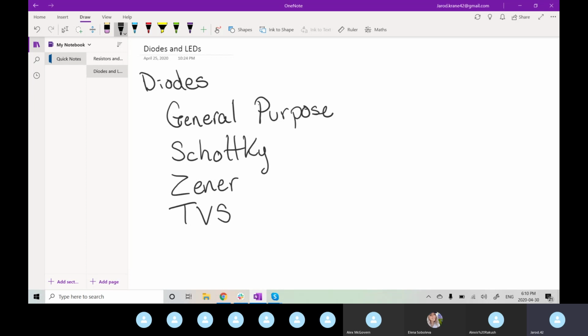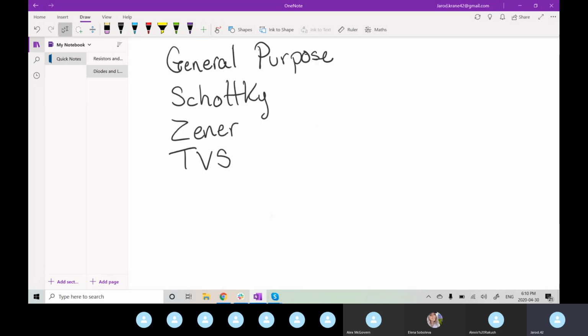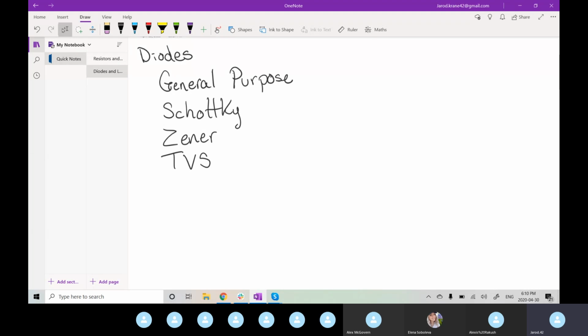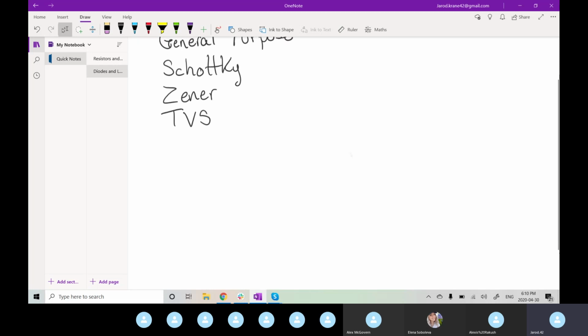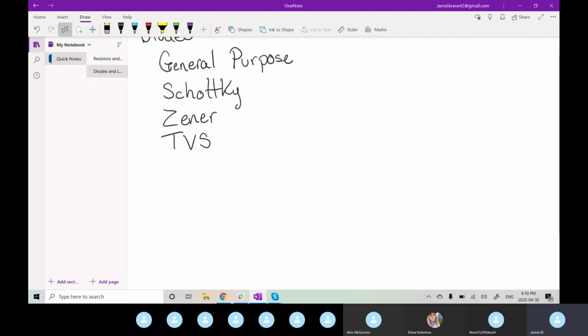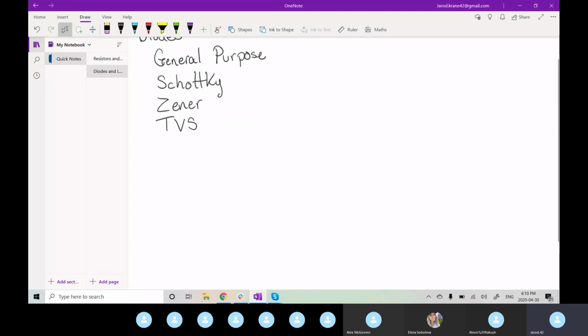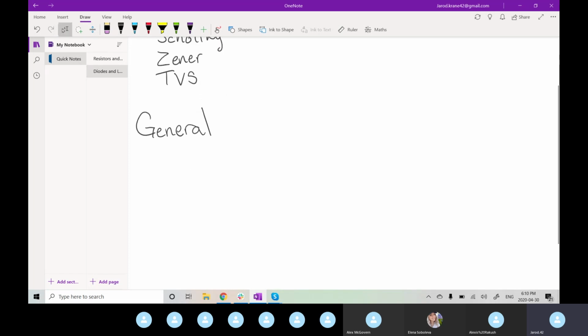They all basically have the same purpose. They do the same task, but they all have a slightly different characteristic about them, different benefits in certain areas. So we'll go over what those may be and why you would use one over the others. So starting with just your general, the symbol is as such.